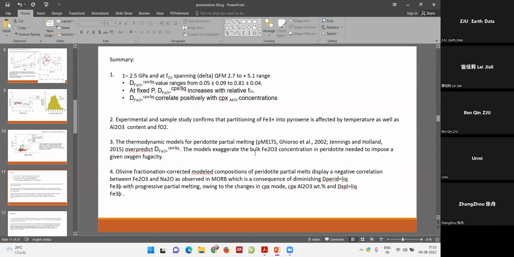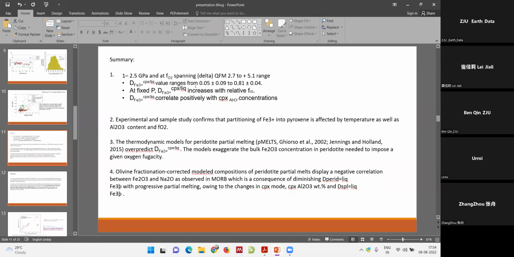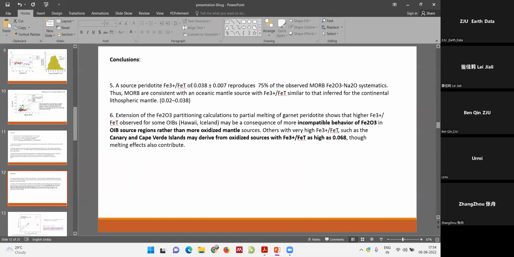As I had already mentioned, and it is also a summary, the earlier thermodynamic models exaggerate the bulk Fe2O3 concentration in peridotites, and they overpredict the Fe3+ partitioning. And there is a negative correlation observed between Fe2O3 and Na2O, as observed in the MORB. So almost 75% of the MORB data give a similar Fe3+/Fe total ratio of about 0.038, and they are very similar to the continental lithospheric mantle, which also has a very similar composition.